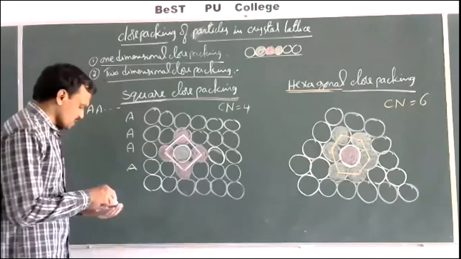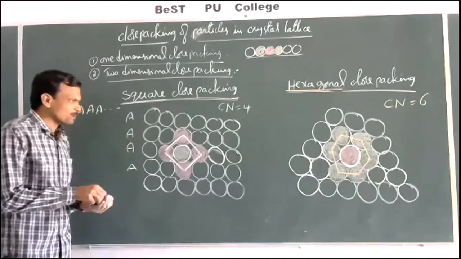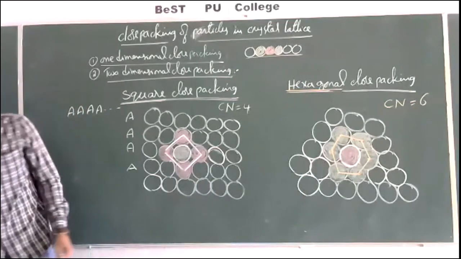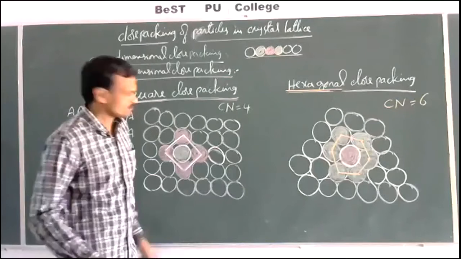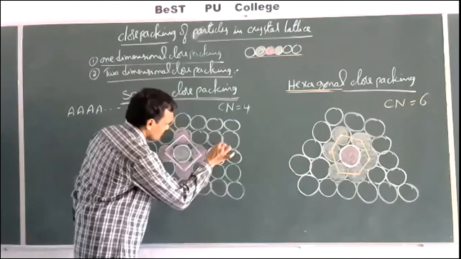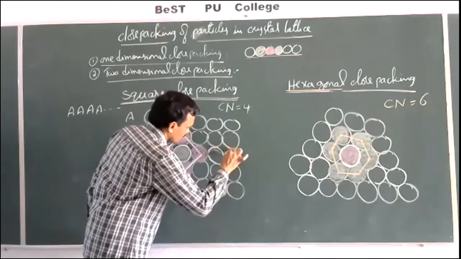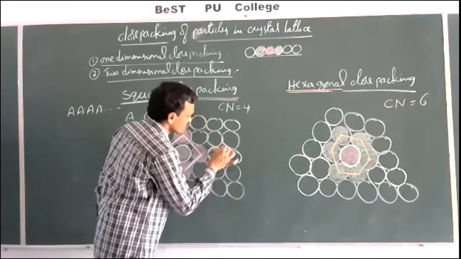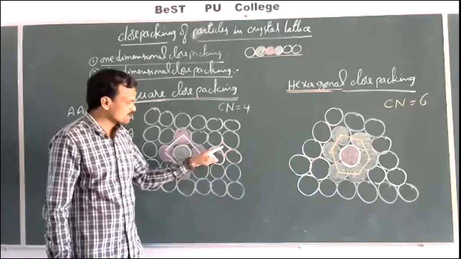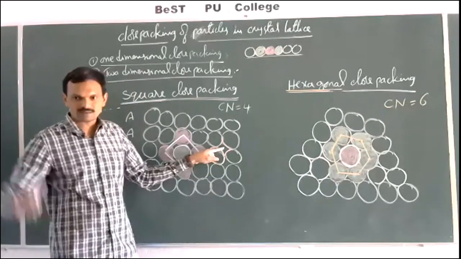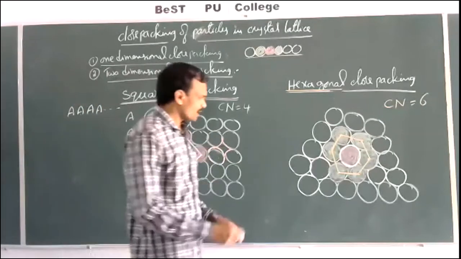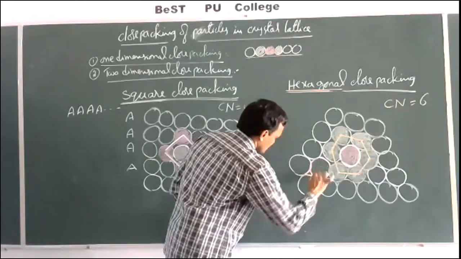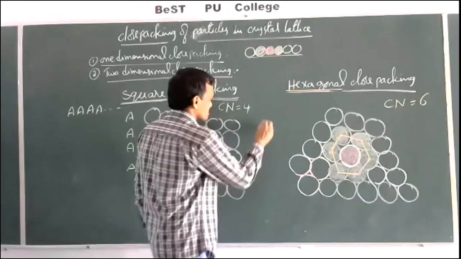Now, here if you observe, some gaps are present between the constituent particles, and those are called voids. If you observe here clearly, this is the void space, no particle is present here. This is a gap, an empty space. This is called a square void. And now, if you observe here, it appears like this.